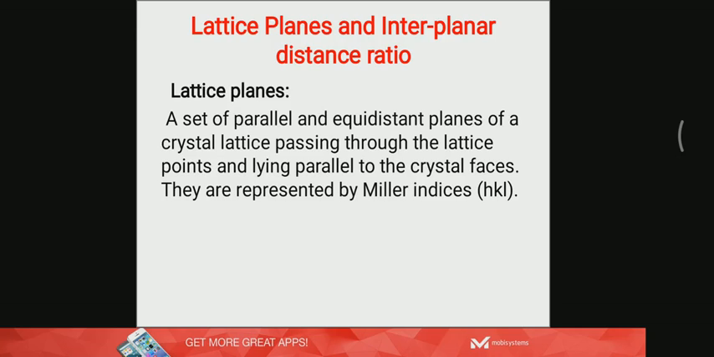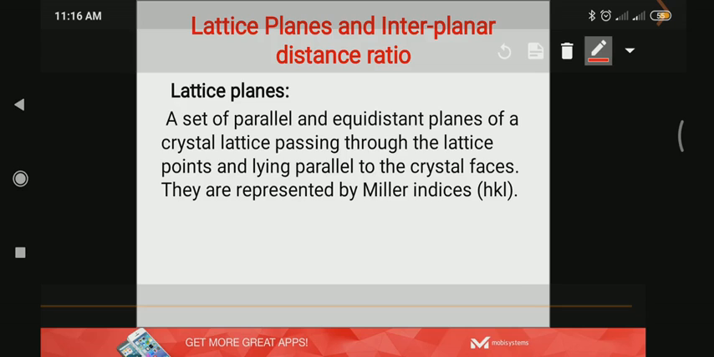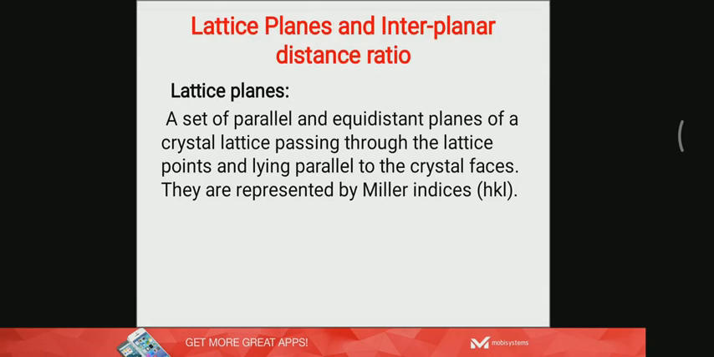So what are lattice planes or crystal planes? We know that a crystal consists of a large number of planes which are parallel as well as equidistant. These are the two aspects of crystal planes. There are so many crystal planes which are parallel, and the distance between two consecutive planes is equal everywhere, so they are equidistant. And these planes pass through the lattice points or the motifs, and also they are parallel to the crystal faces. In the previous class we learned that the crystal planes are represented using Weiss indices, or more appropriately Miller indices, that is hkl.